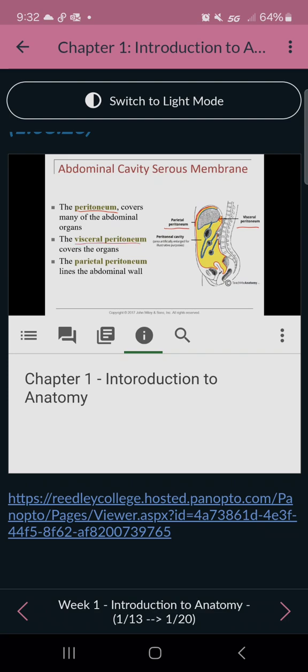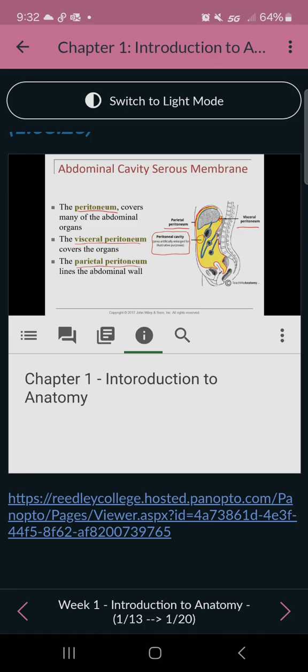Okay, so visceral peritoneum covers the organ. The parietal peritoneum lines the abdominal wall. So between them is the peritoneal cavity. Okay, so the whole area inside in yellow is going to be the peritoneal cavity, which contains a small amount of lubricating serous fluid.